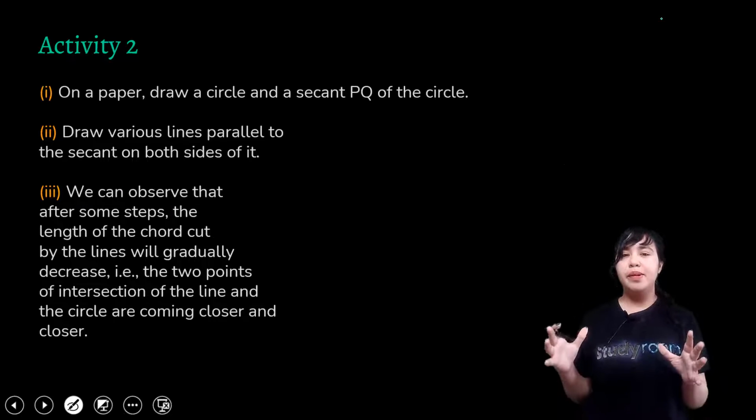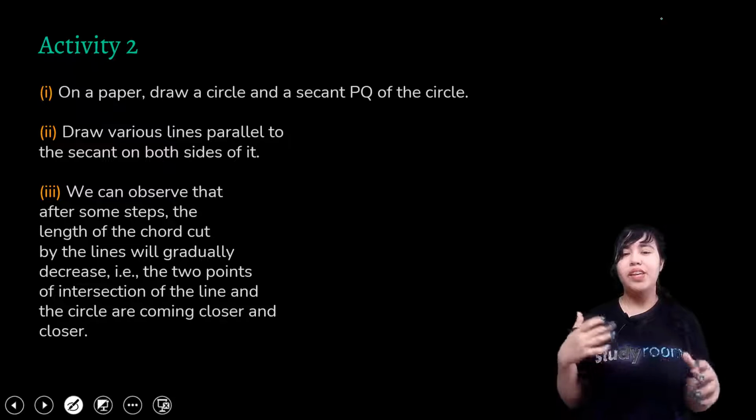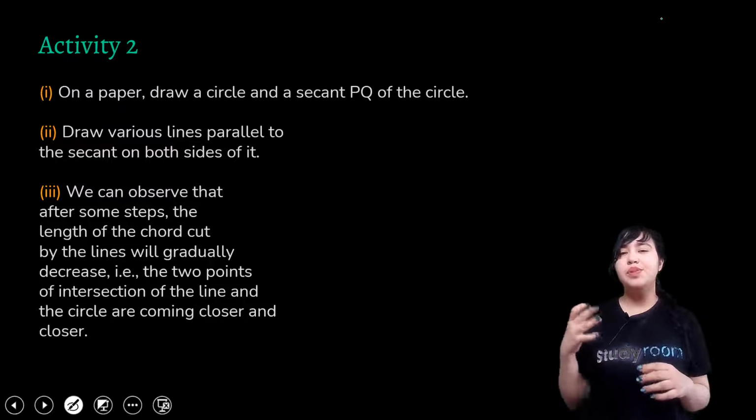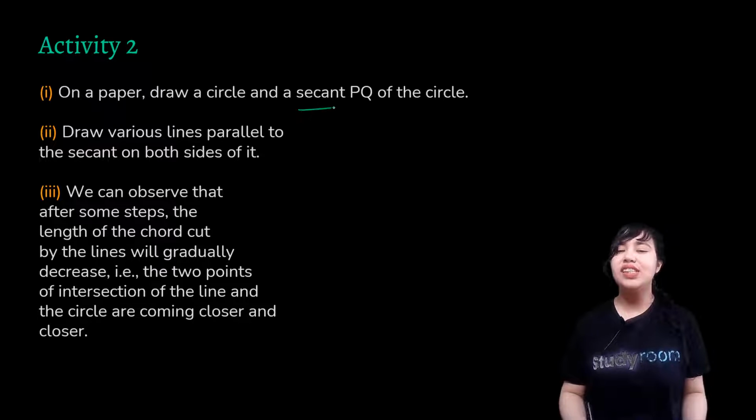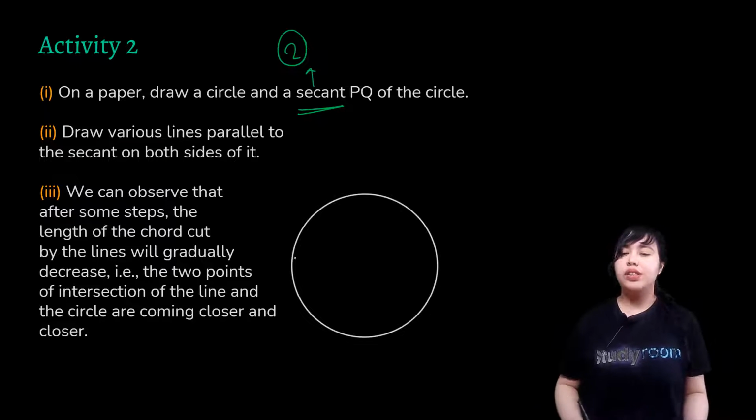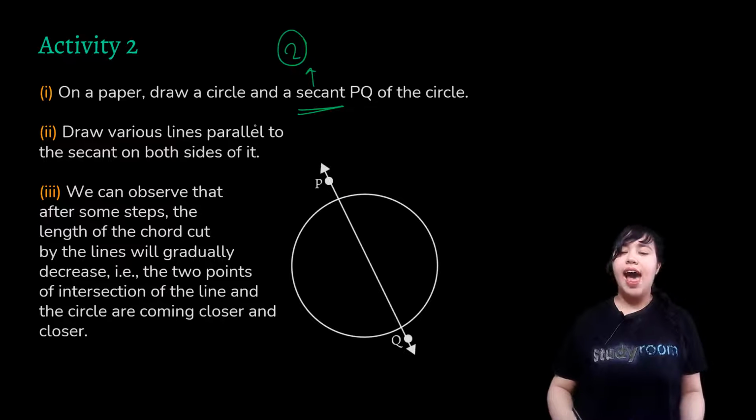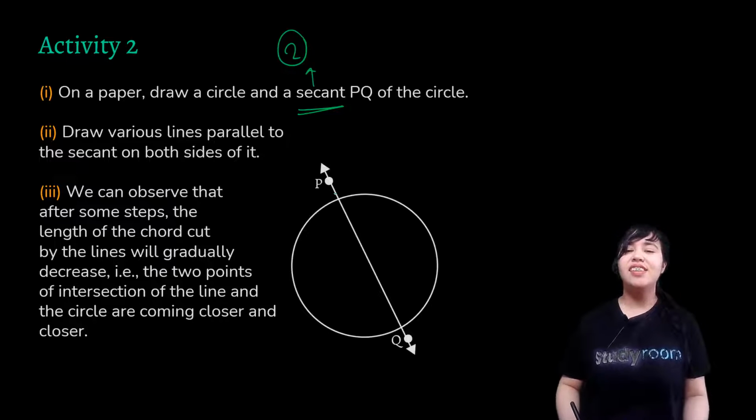So take a paper, draw a circle, and then make a secant PQ of the circle. So what was a secant? Where there were how many common points? Two of them. So take a circle and tell me, is PQ a secant, or is it a tangent, or is it a non-intersecting line? Well, it is definitely a secant because there are 2 common points.